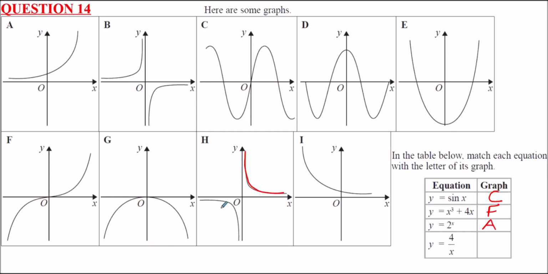You get a similar idea when x is negative. When x is negative, you get this curve here. And so that's going to be graph H. So in order, we've got C, F, A, H.